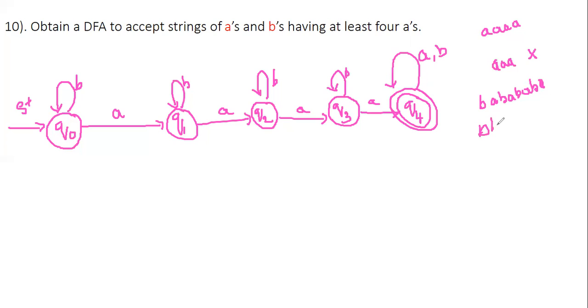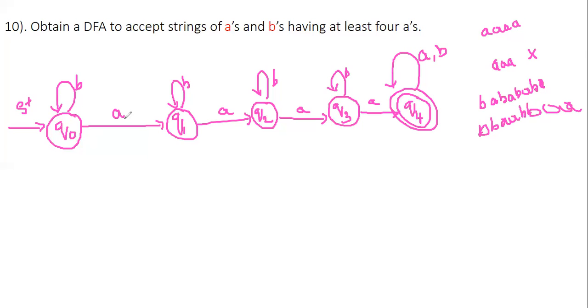Okay. Then in case of double B, double A, double B, double A. Okay. So now observe it. How many number of A's we are having? Total 4 number of A's we are having. How many number of B's we are having? Total 4 number of B's we are having. Okay. So now for the first B, you'll be in Q0. Second B, you'll be in Q0.